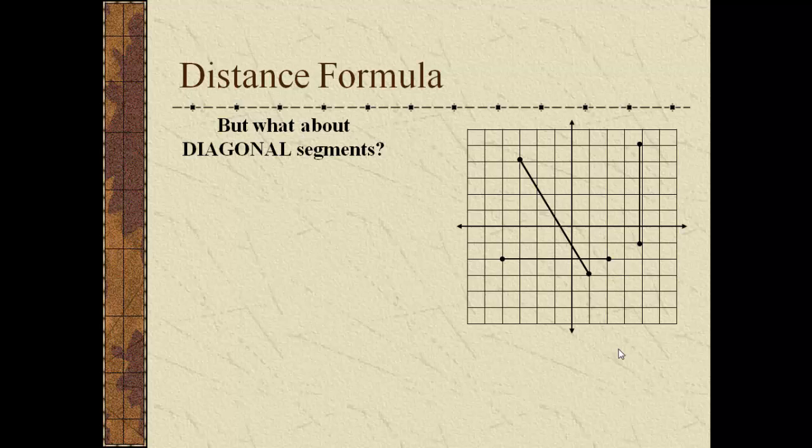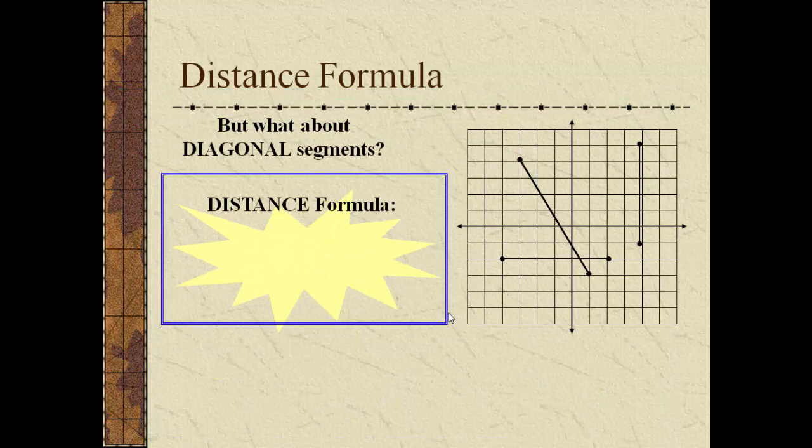What if I give you a diagonal segment? Well, whenever you have a diagonal segment, you cannot just count the boxes between the two endpoints because we don't have clear increments going between the two. So to find the distance between these 2 points, we actually have to use a formula called the distance formula.